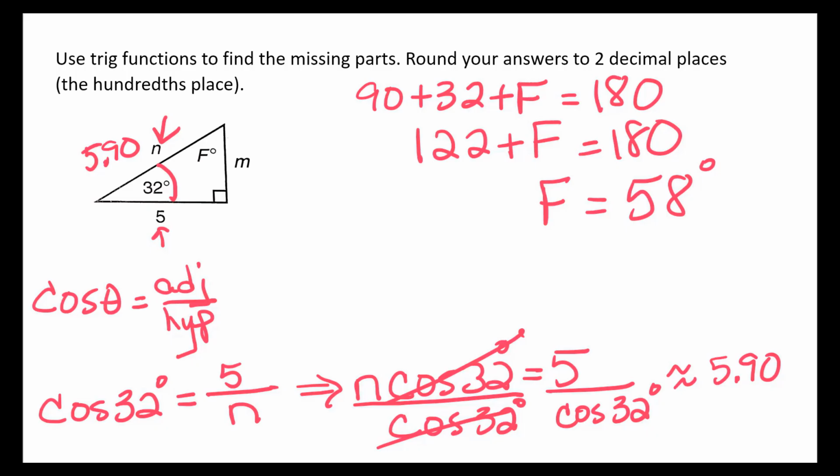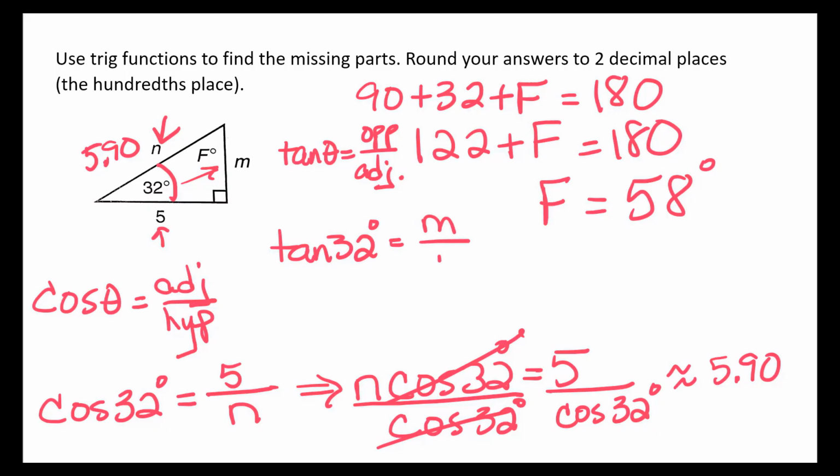So again, we have the adjacent side to 32. M is the opposite side to 32. Which trig function involves opposite and adjacent? That would be tangent. Tangent theta is equal to opposite over adjacent. So let's use tangent. Tangent 32 is equal to m over 5.